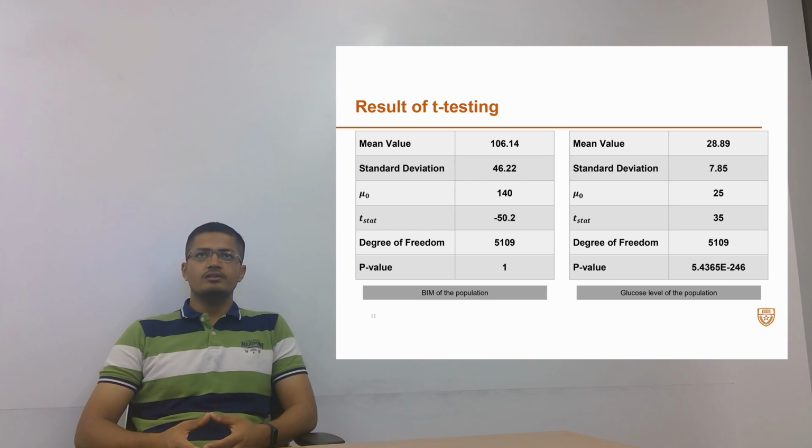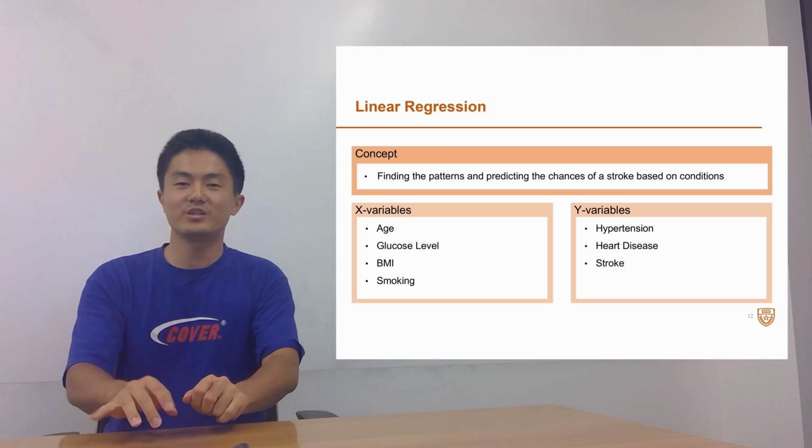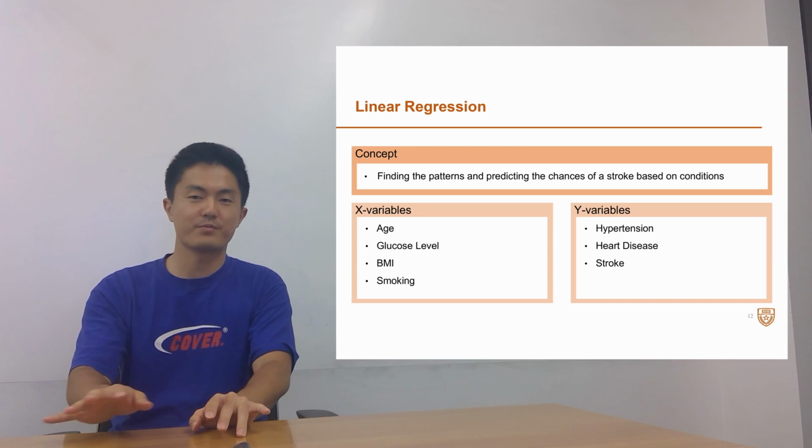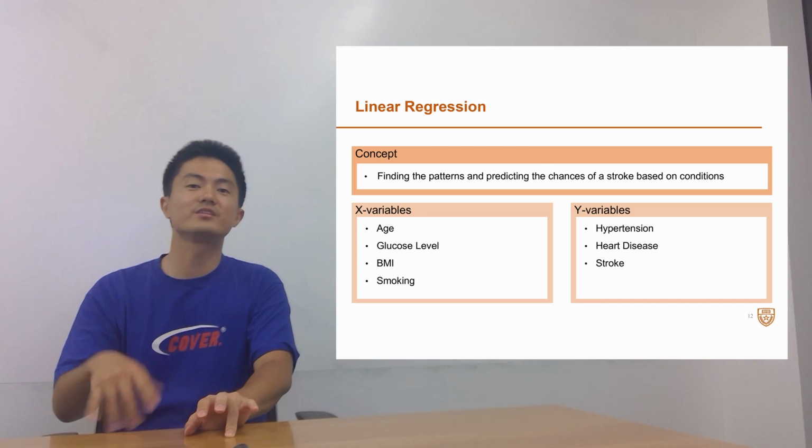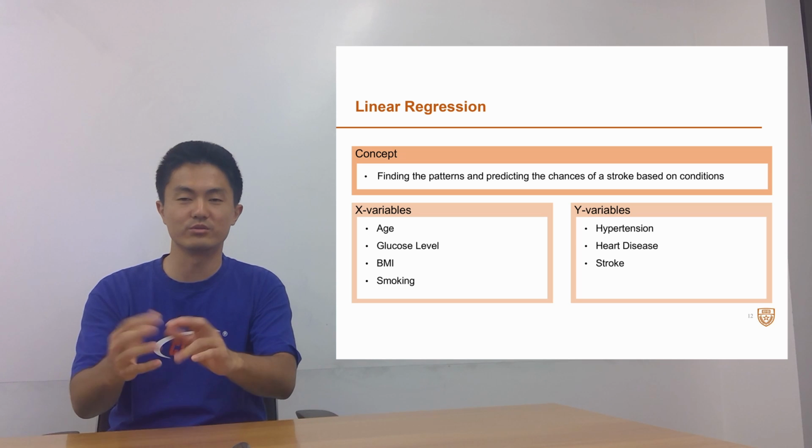For the body mass index, we got a mean value of 28.89 and a standard deviation of 7.85. The mean value in this case we considered as 25, and the t-stat value that we got from our calculations was 35. The degrees of freedom here is again 5109, and the p-value that we got is significantly small, 5.4 times 10 to the power of a large negative number. So the p-value here is less than alpha, and we reject the null hypothesis that the majority of the population is in a healthy BMI range. With data visualization and t-testing, we can understand what our data is and how it looks.